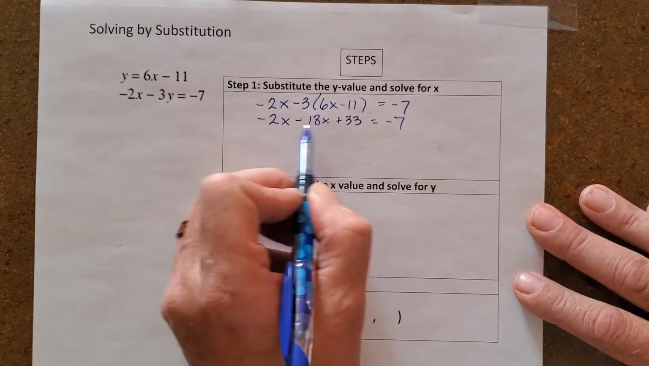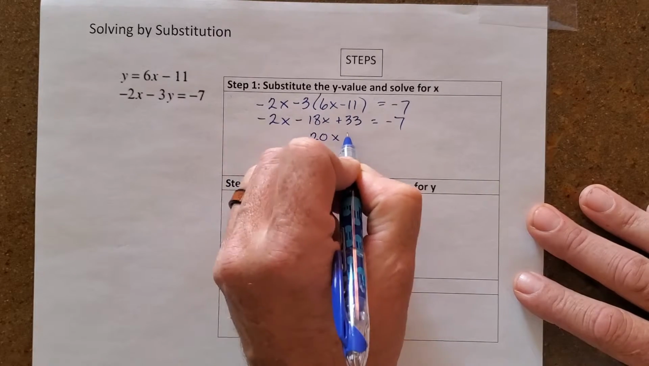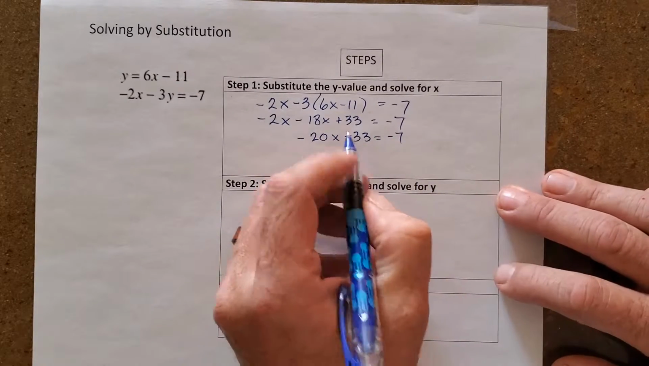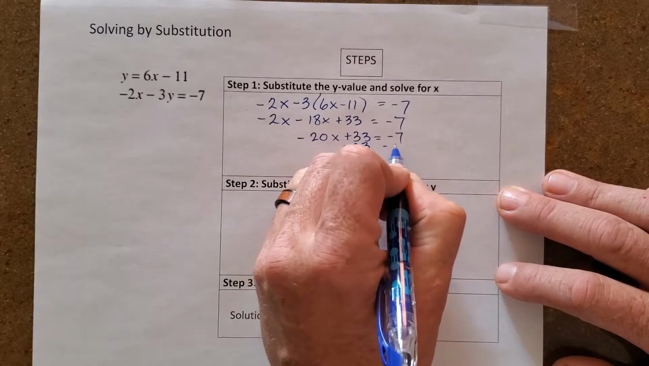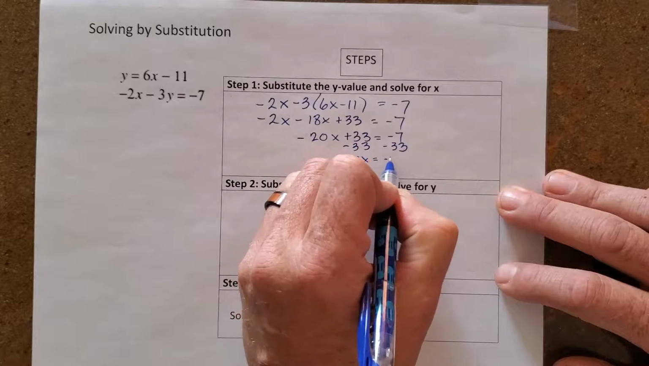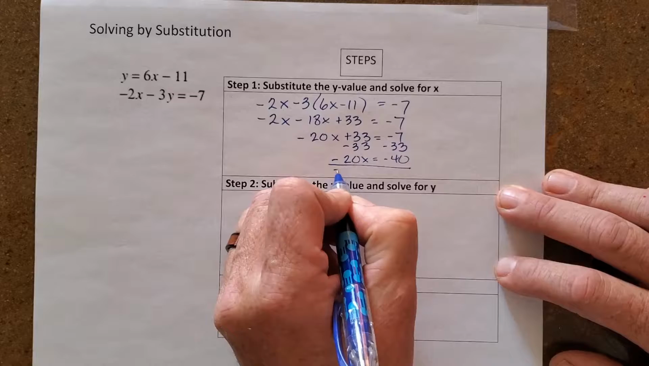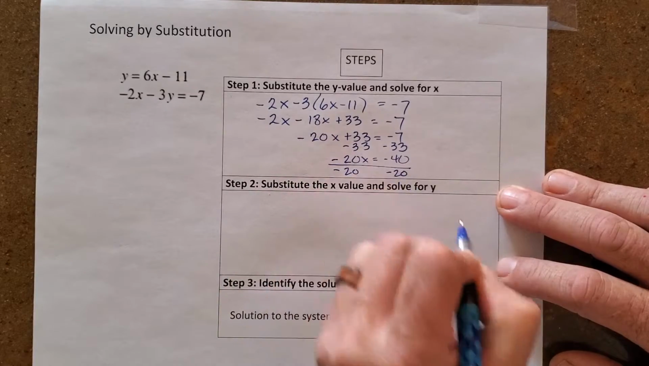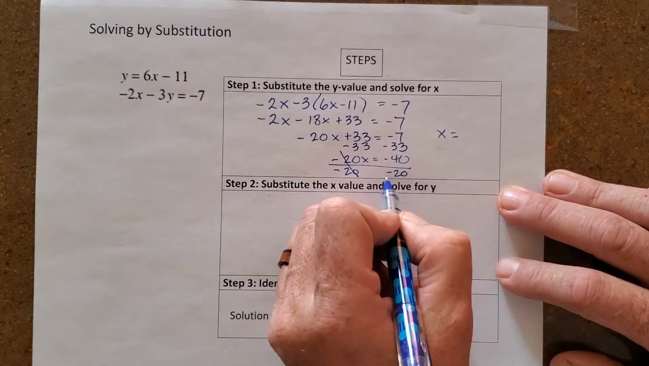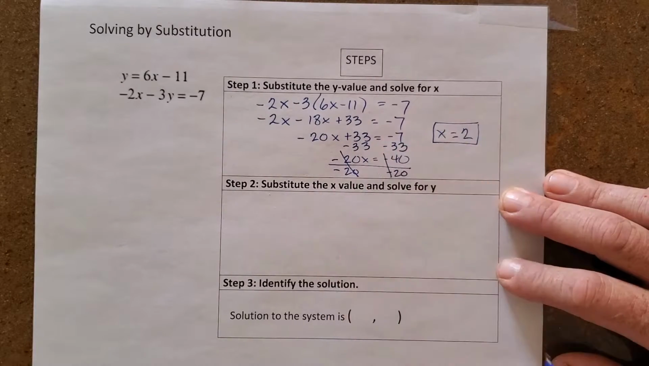Combine your x's because they are like terms. Negative 2 and negative 18 is a negative 20. Doing this one step at a time so we can see how everything moves, I'm going to subtract 33 from both sides, which leaves me with negative 20x equals negative 40. Then, in order to isolate the x, I simply divide each side by negative 20, and these two cancel out, and x equals negative 40 divided by negative 20, so x equals 2.